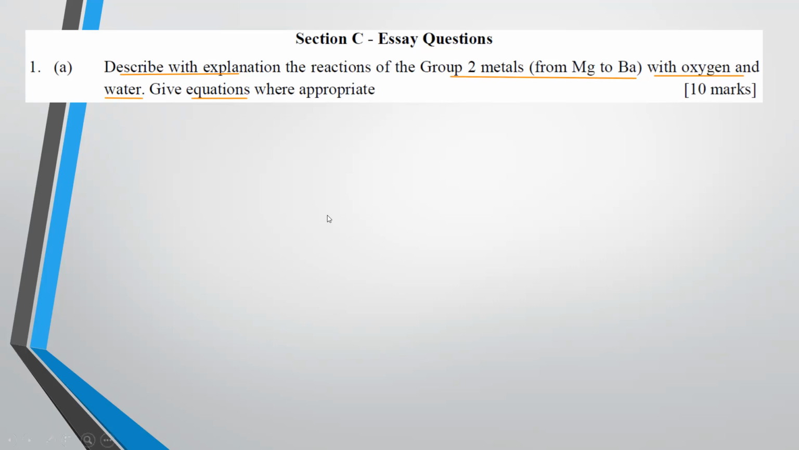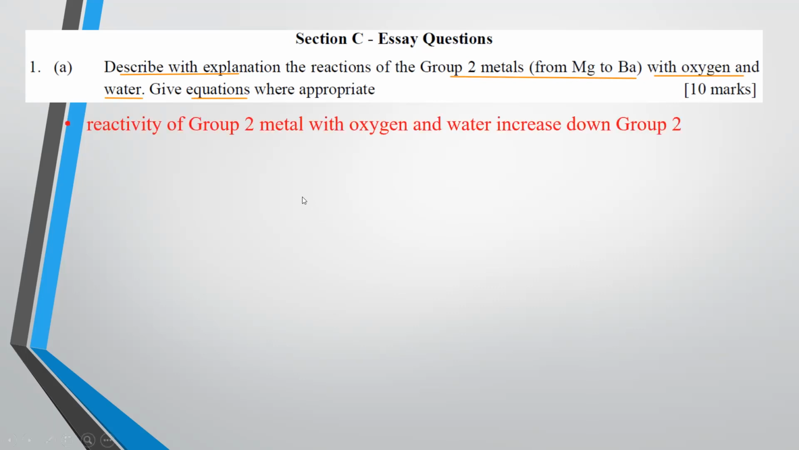Okay, so of course you are going to say about the reactivity going down group 2. So the reactivity of the group 2 metals with oxygen and water increases down the group. If you want to add, maybe you want to add because they are stronger reducing agents going down the group, as the E naught value becomes more negative. Okay.